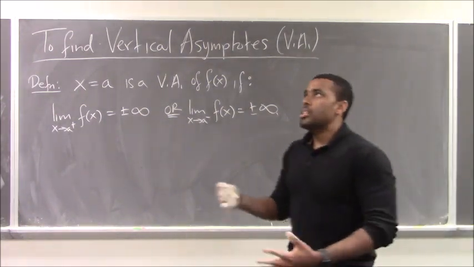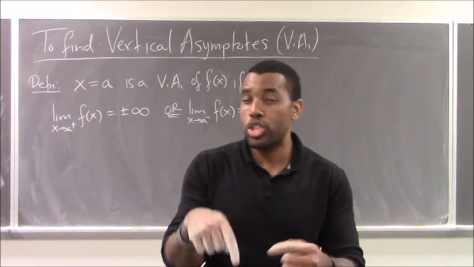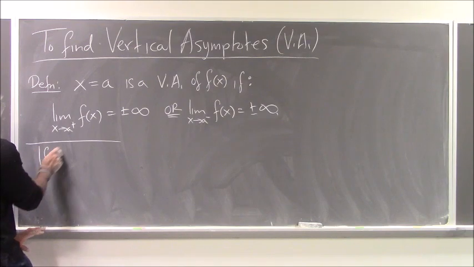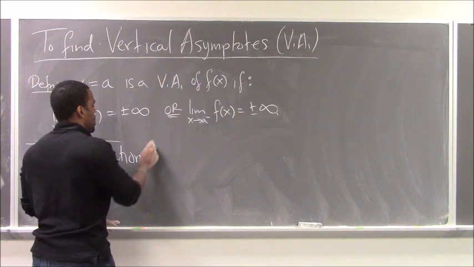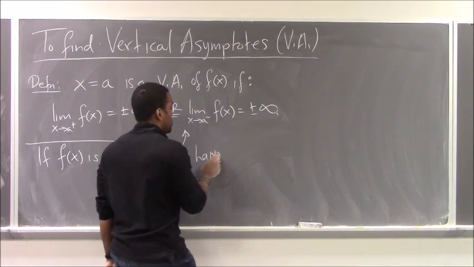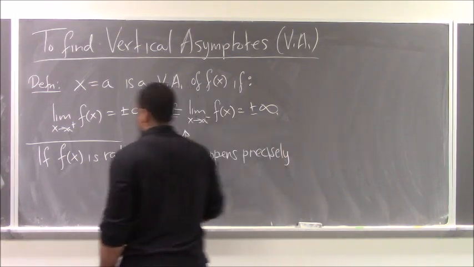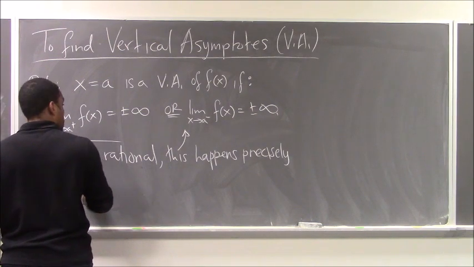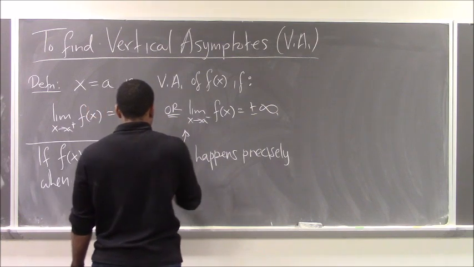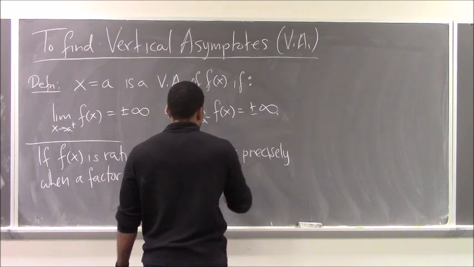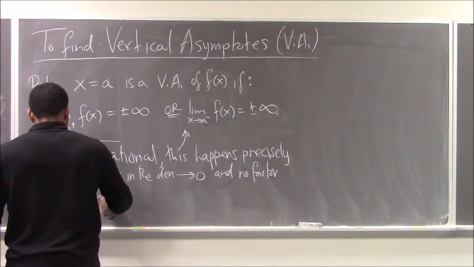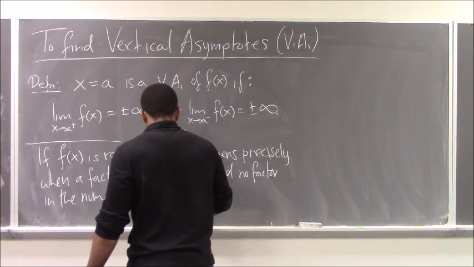Now, in general, depending on what your function looks like, figuring out what values you have to get close to in order to shoot up to infinity or down to negative infinity might be a little bit confusing, but if f of x is rational, like a ratio of polynomials, this happens precisely when a factor in the denominator goes to 0 (meaning you should be able to factor the denominator) and no factor in the numerator can cancel this.